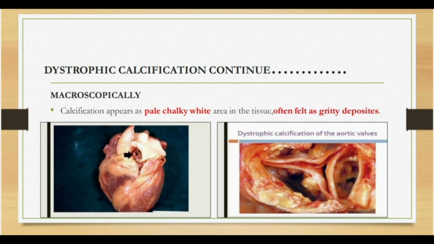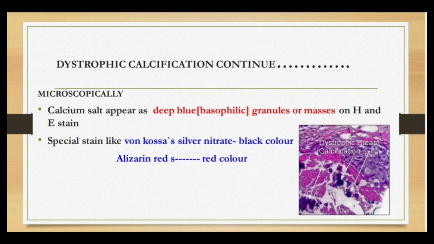Then macroscopically, how does it look? Calcification appears like a pale chalky white area in the tissue, often felt as gritty deposits. Then coming to microscopically, calcium salt appears in H&E stain like deep blue granules or masses. In special stains like von Kossa silver nitrate, it looks black in color, and with alizarin red it looks red in color.